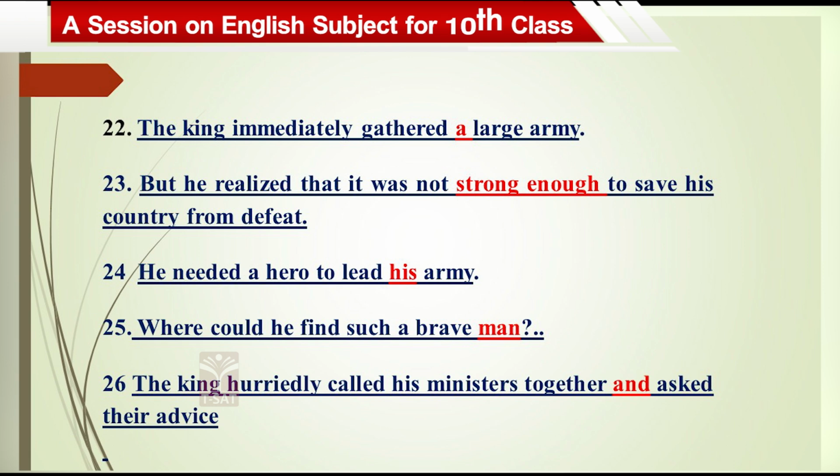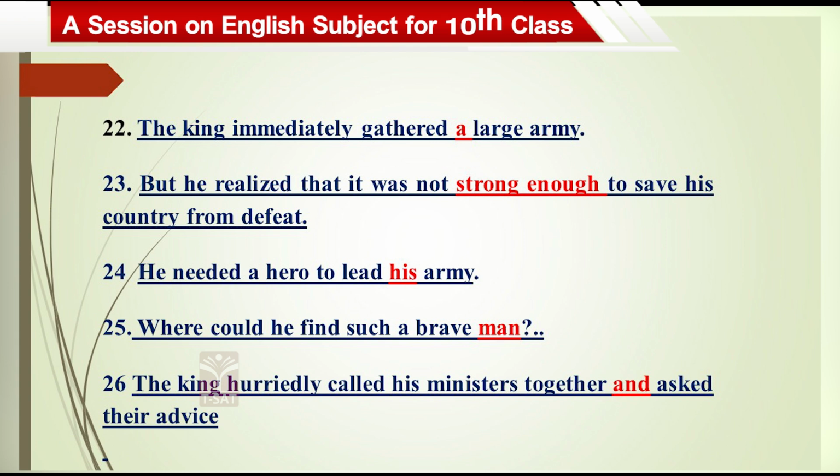And then the third one: 'he needed a hero to their family' is given in the question. It's not 'their family'. He is talking about his army. Like, we all say one should love his country. No, one should love one's country, because the proper pronoun should be used along with it. Here, he needed a hero to lead his army. So you need to check which pronoun should be used.